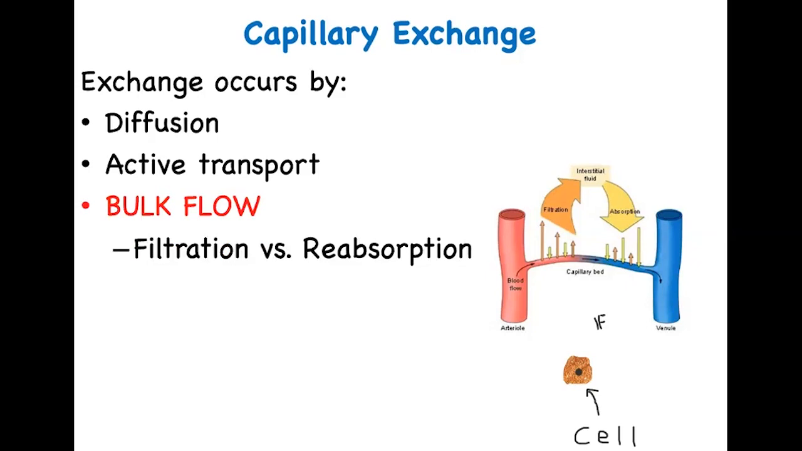Bulk flow occurs by filtration, and this is the movement out of the capillary into the interstitial fluid, and reabsorption, which is the opposite. This is the movement of interstitial fluid back into the capillary. Bulk flow occurs along pressure gradients. In other words, from an area of high pressure to an area of low pressure. And we're going to measure those pressures in millimeters of mercury.